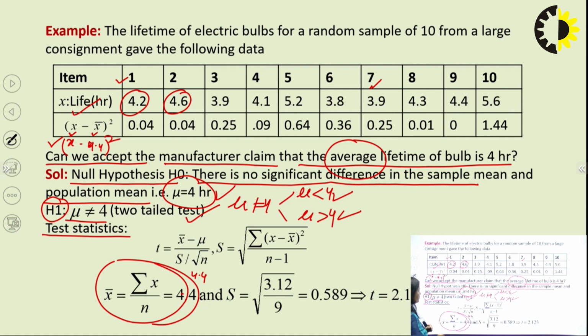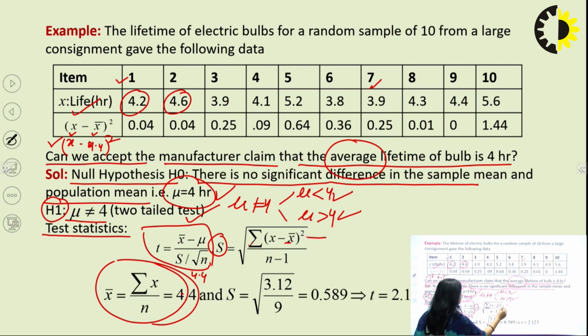Now we will define a test statistic. This is our formula for finding the test statistic: t = (X bar minus mu) upon (capital S divided by root n). Capital S, the standard deviation, is given by the root of the sum of the square of the deviation of each item from the mean, upon n minus 1. Due to this formula we have to calculate the sum of (x minus x bar) raised to the power 2.